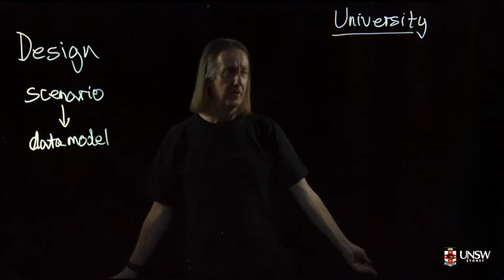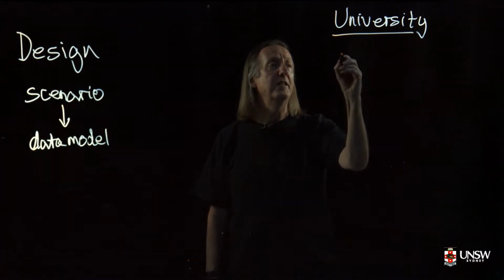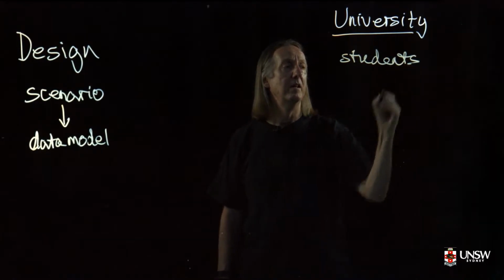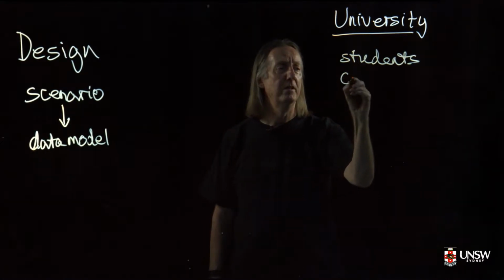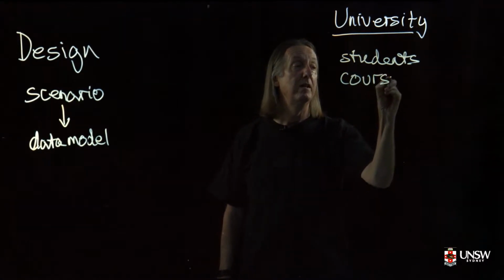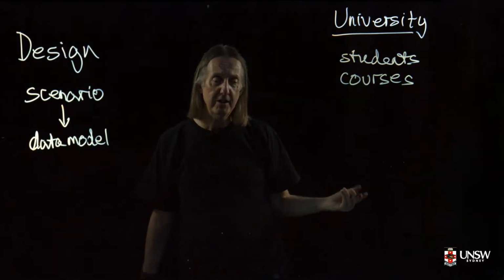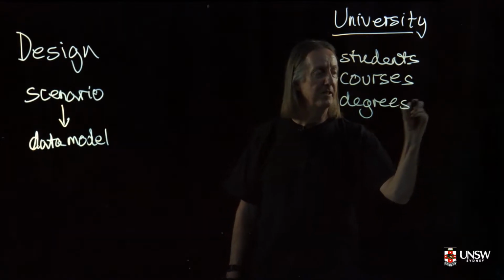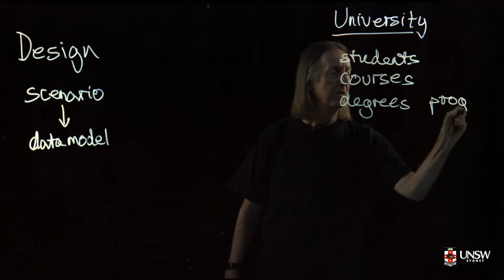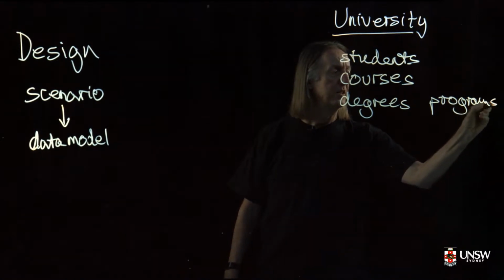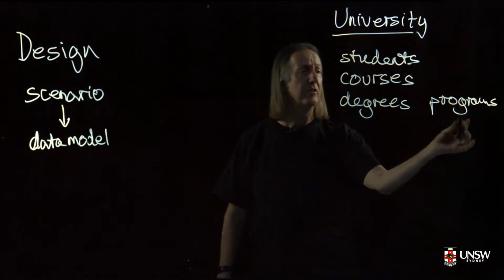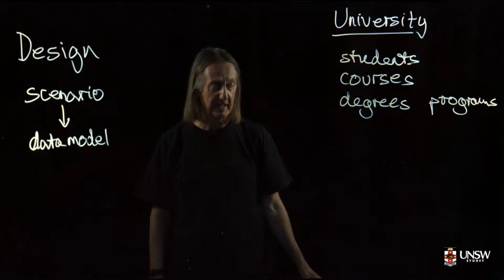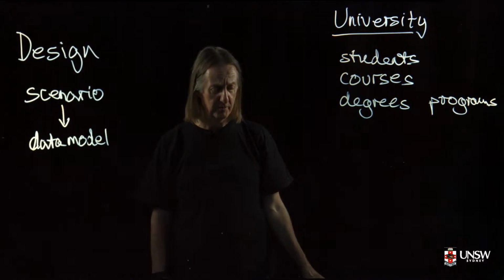and it's going to involve a whole lot of things. Okay, so what kind of things? Obviously, students are involved, and courses, and degrees, and a related idea of programs. So in some sense, and I'm starting to do a bit more modelling here, a program leads to a degree. So all of these things are interesting in the context of trying to model how a university works.